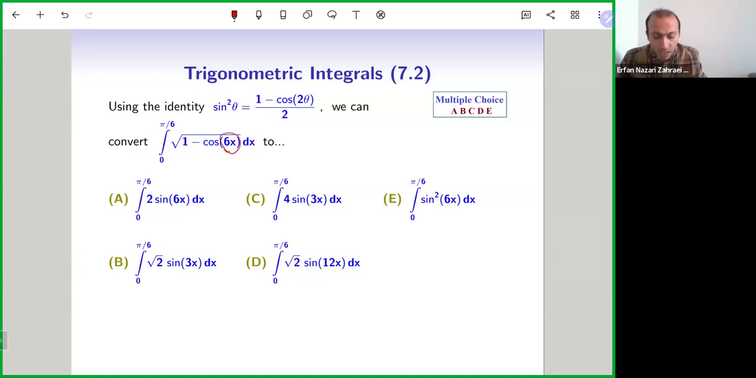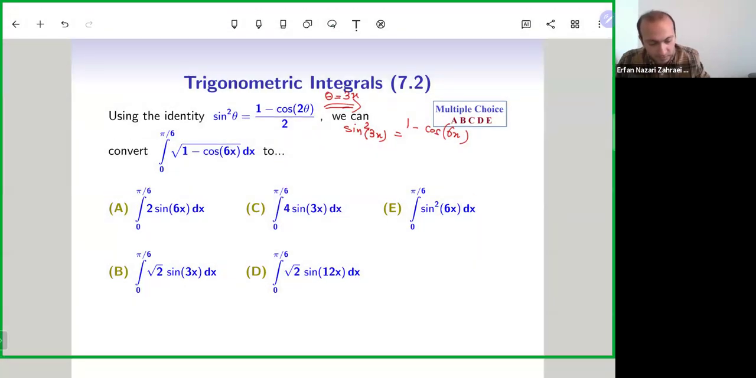This should be twice theta, twice of something. 6x is twice 3x. So I notice that for theta equals 3x, I get that 1 minus cos 6x, which is 2 theta, over 2 is sine squared theta, which is 3x. But here I have 1 minus cos. So let me move this 2 to the other side to have just 1 minus cos on the left.